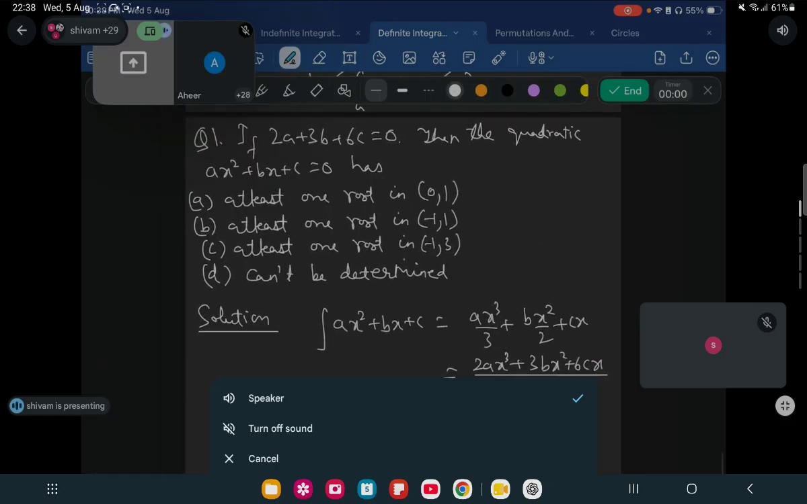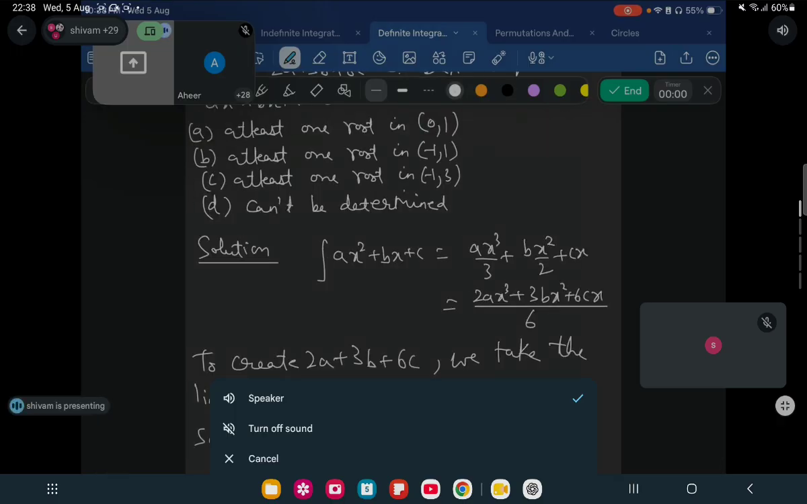Okay, by putting 1, we'll get the expression. Okay, everyone. So what you do is to create 2a plus 3b plus 6c. We take the limits from 0 to 1. What do we get? So we can say integral from 0 to 1, ax square plus bx plus c will be equal to 2a plus 3b plus 6c divided by 6, which is equal to 0.